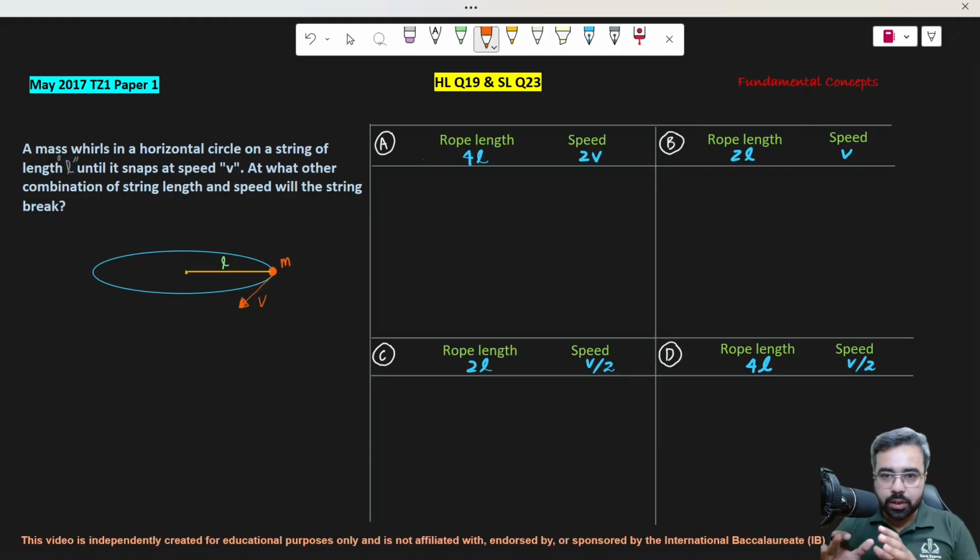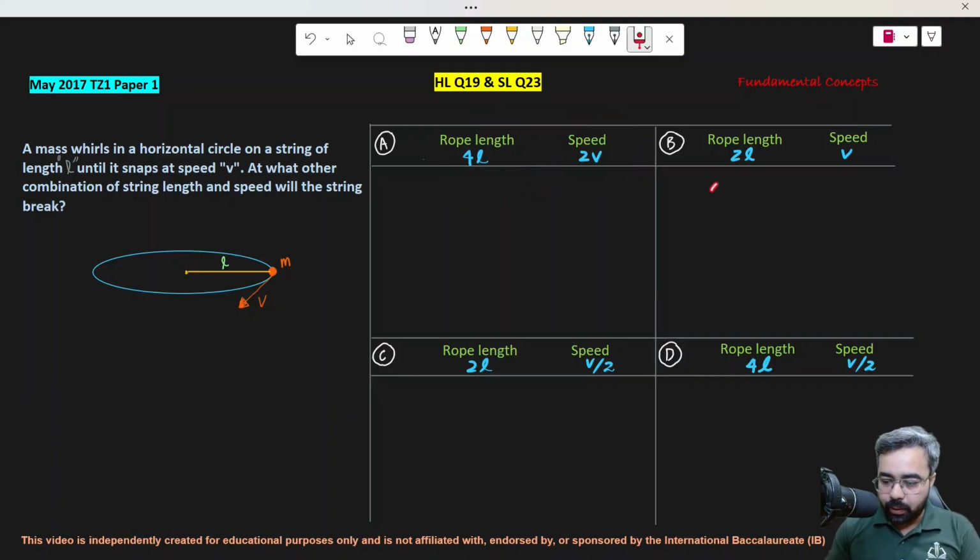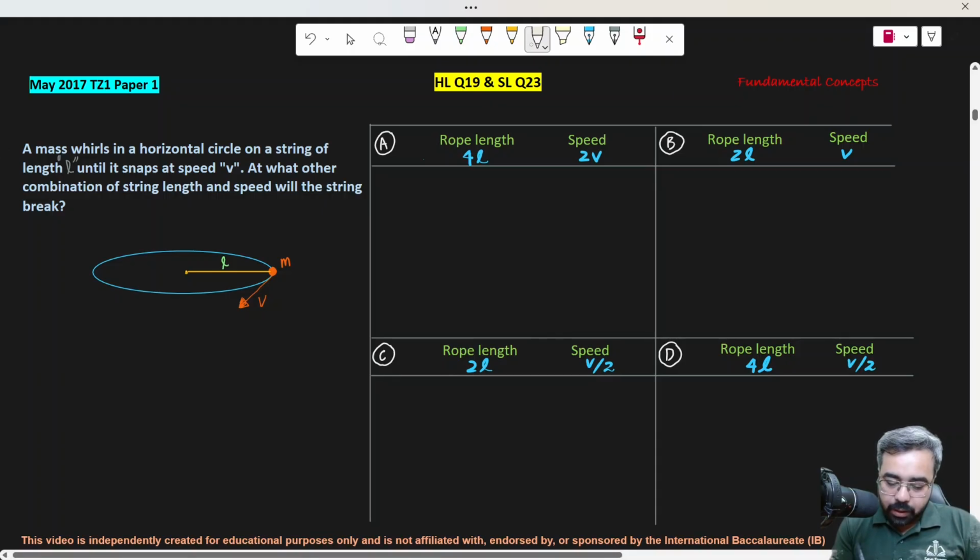Now we are given in this question different combinations, like the 4L and the 2v, at this speed and this length, and for the rest of the combinations we have to test at which combination the string will break. So we are initially provided the length L and the speed v where the string breaks. So let's start. How much force was there at that moment? By the way, you can right now see that there is just one force that is providing the centripetal force.